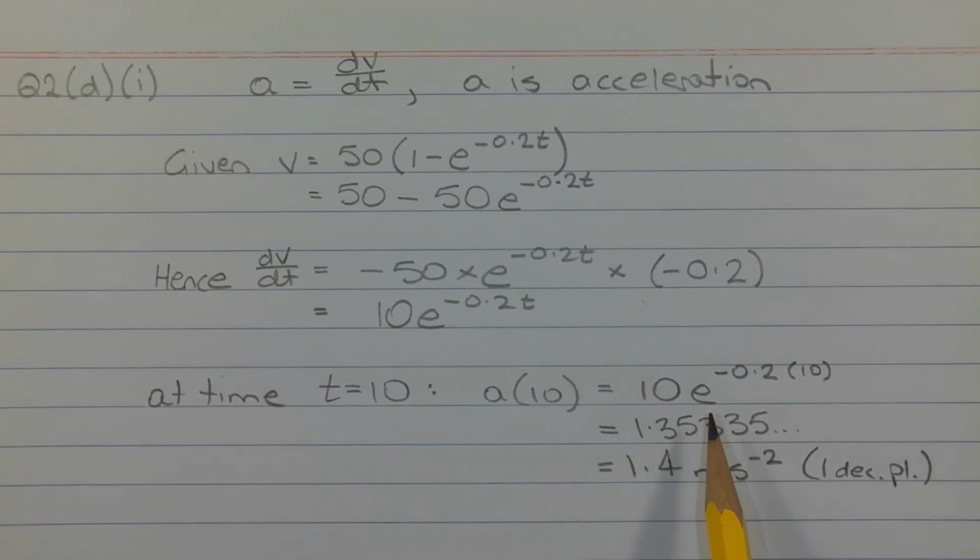Now, at time t equals 10 seconds, the acceleration at the 10-second mark, a of 10, is equal to 10 times e to the power of negative 0.2 times 10, which equals 1.35335 and so on, which rounds to 1.4 meters per second squared, correct to 1 decimal place.